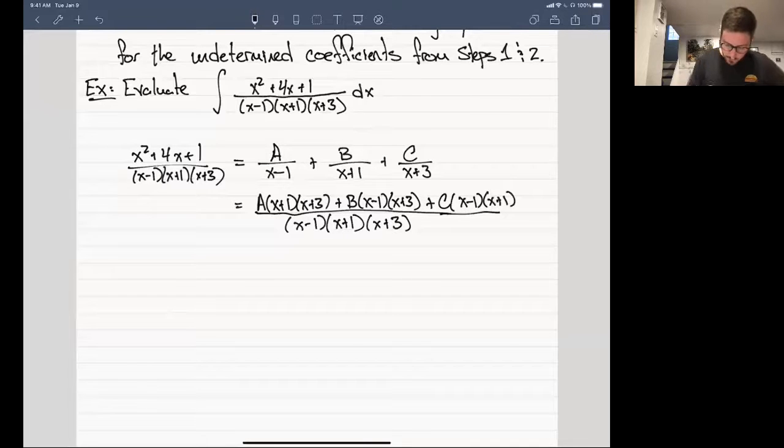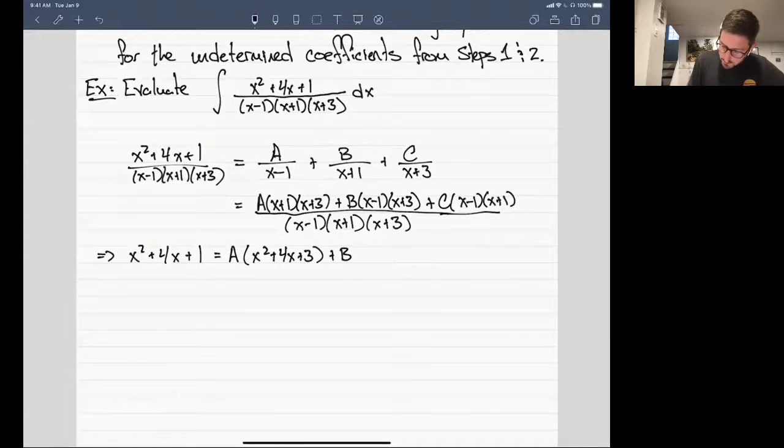Okay, so this tells me that since the denominators are the same, I need to have the same numerators. So I have a numerator on the left-hand side given by x squared plus 4x plus 1. And on the right-hand side, I get A, and let me expand out x plus 1 times x plus 3. So I get x squared plus 4x plus 3.